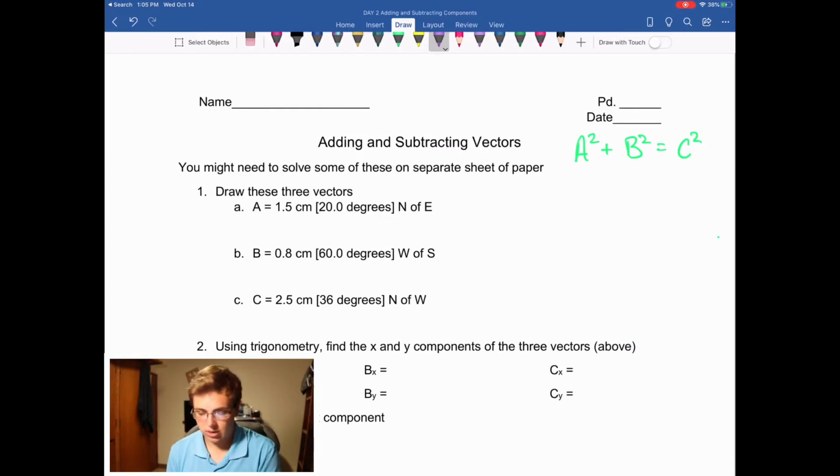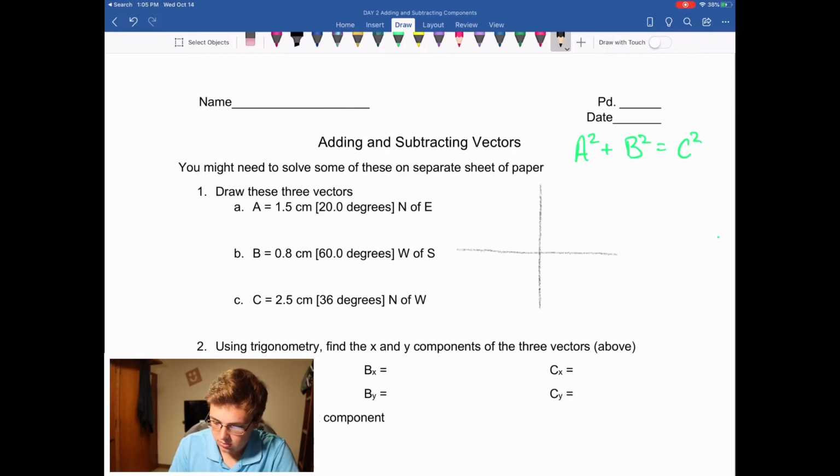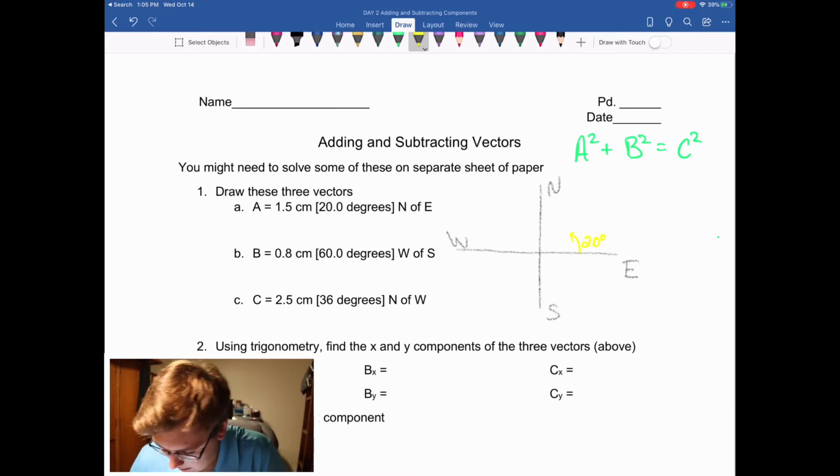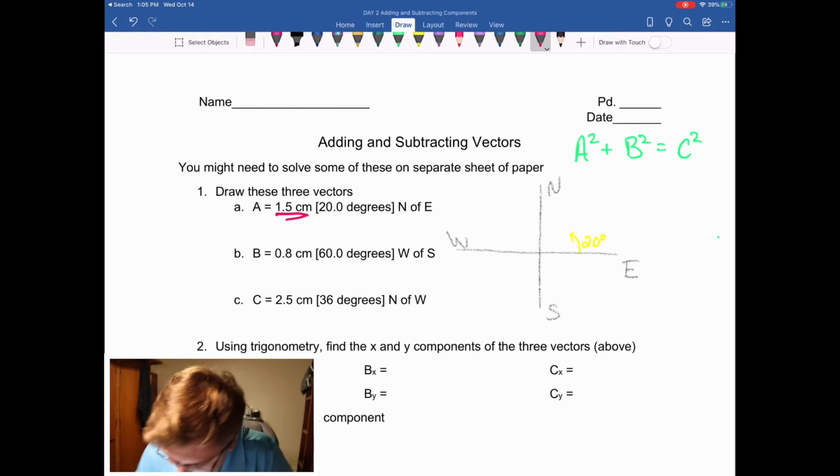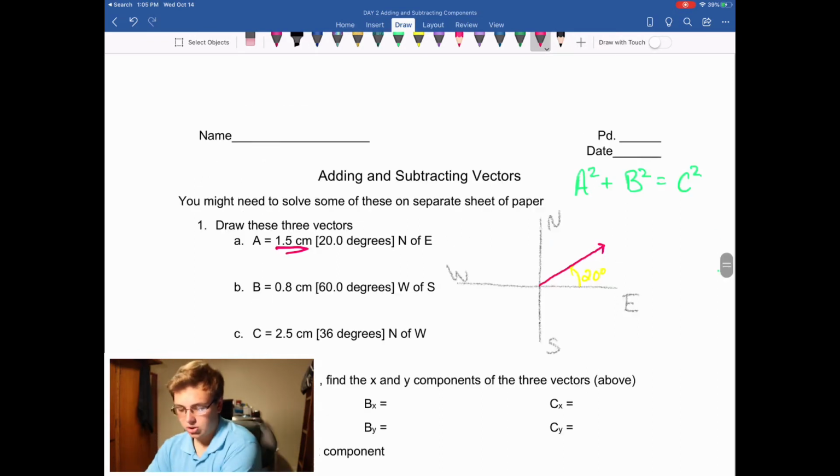So if I draw this one, what we're having us do in the first example, 1.5 centimeters. So I'm just going to draw a coordinate system right here, where this is east, south, west, and north. Now where would 20 degrees north of east be? Well, if I go towards the north, 20 degrees, that would be 20 degrees. Now what I'm going to do is I draw my resultant vector 1.5 centimeters long. So I'll take a ruler and a protractor, and I'm going to see that this is 1.5 centimeters long.